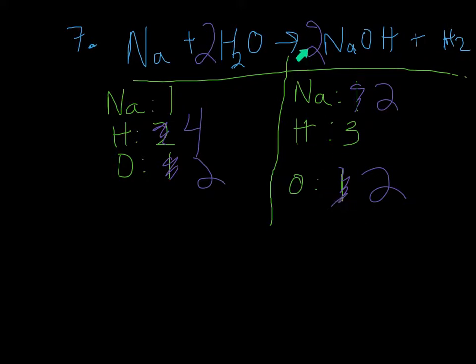And now I got to count my H's. 2 of those, because it's 2 times 1 is 2, plus those 2 is 4. Let me write that in there. Scratch this out and we have 4. So let's check. We got a 2 and a 2, a 4 and a 4, and a 2 and a 1. Super easy to fix that by putting a 2 in front here. And that one is balanced at 2 to 2 to 2 to 1.